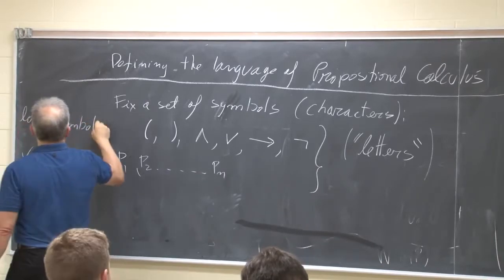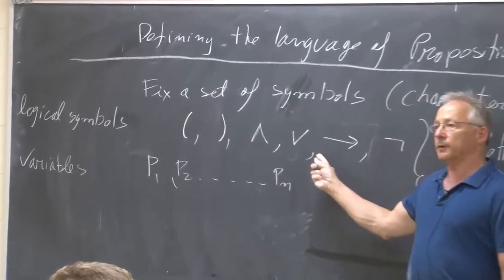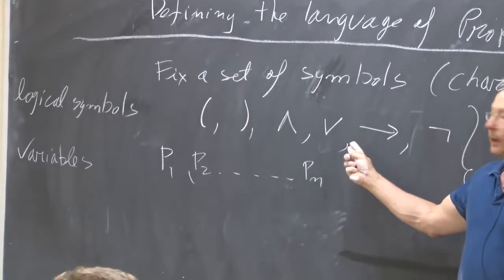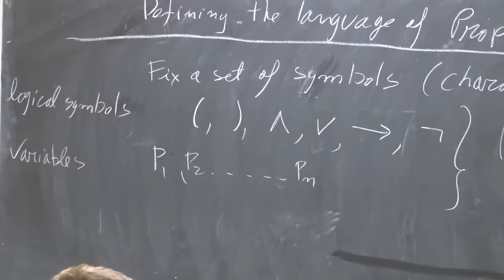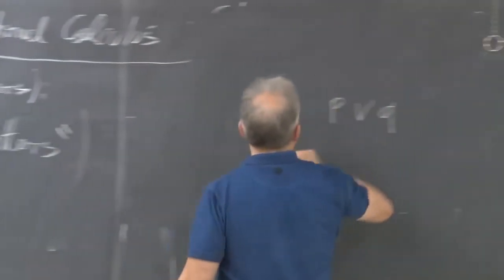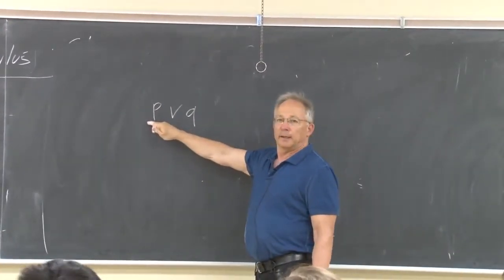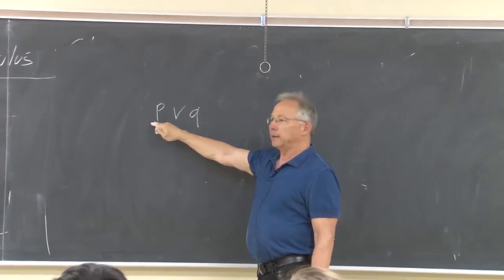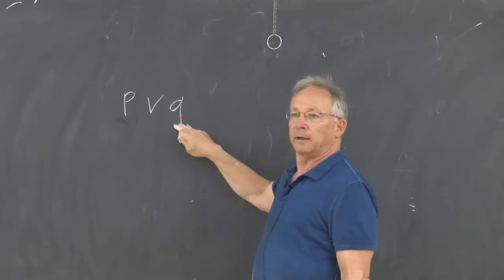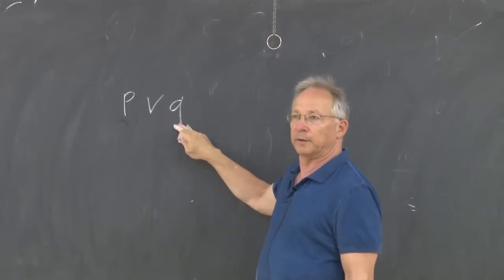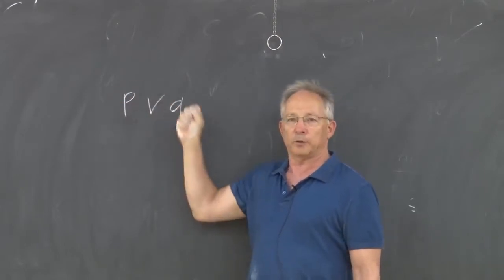And the difference is that when we get to the meaning, those logical symbols will always have the same meaning. But the variables could have different meanings. When I write P or Q, P can be, say, "today is a weekend" or "I don't want to wake up." So this is one way of assigning meaning to each of them.